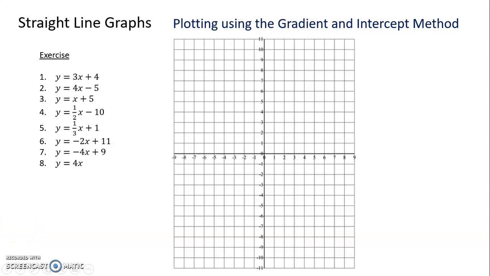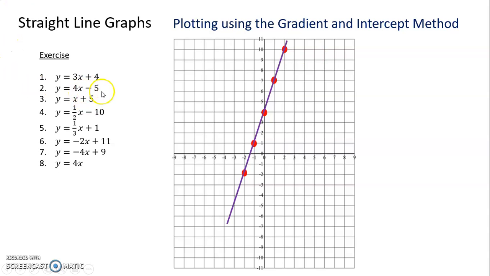Hello, so we're going to go through the answers to lesson 7, plotting straight line graphs using the gradient and intercept method. So question 1 was y equals 3x add 4, the intercept is 4 and the gradient is 3. So plot a point at 4 on the y-axis and then along 1, up 3, along 1, up 3, plot a few points and then join up to make a straight line.